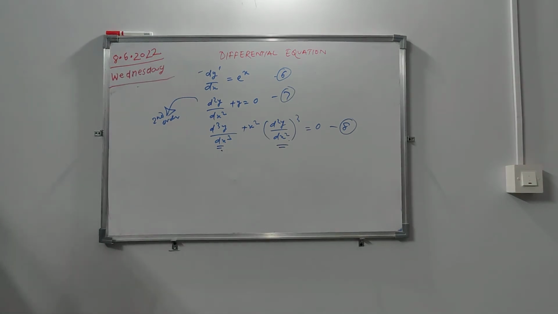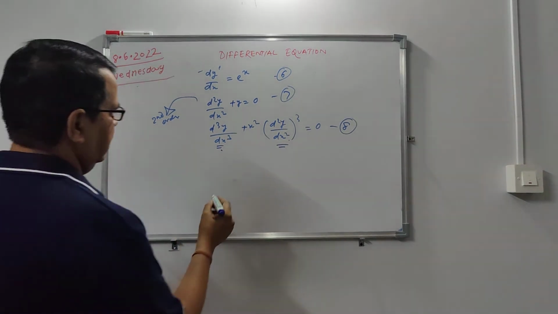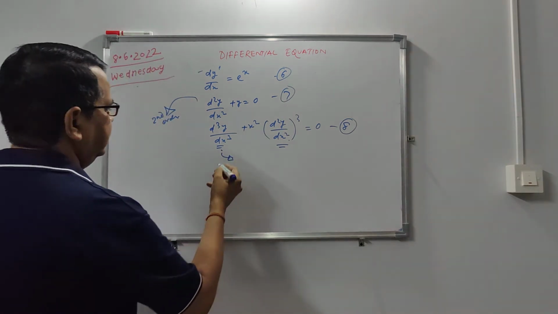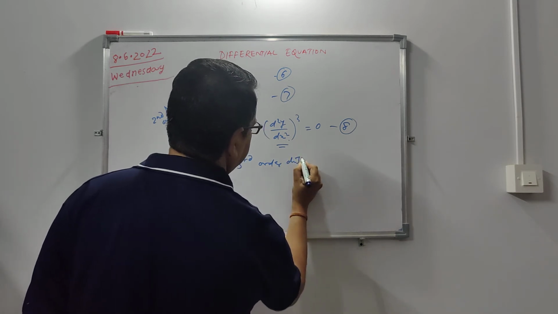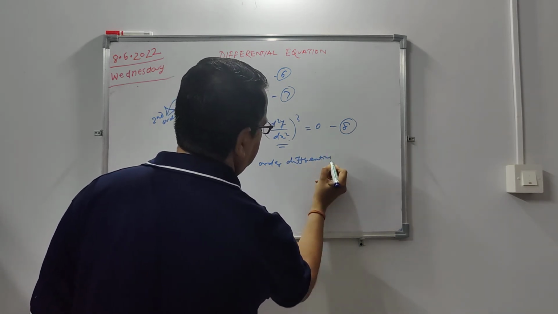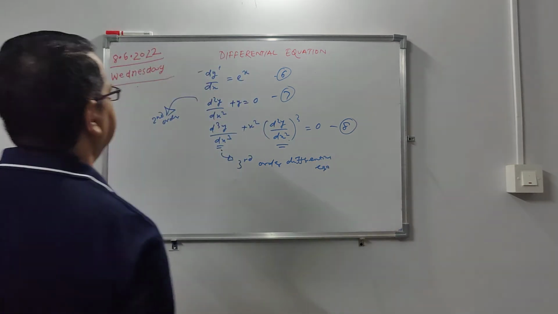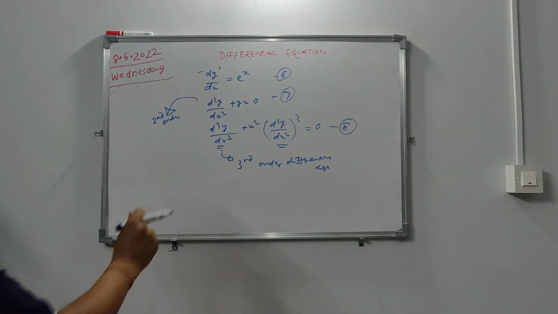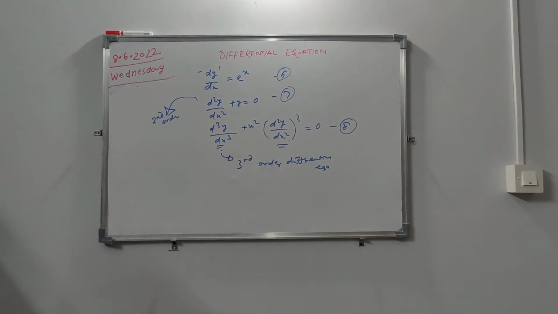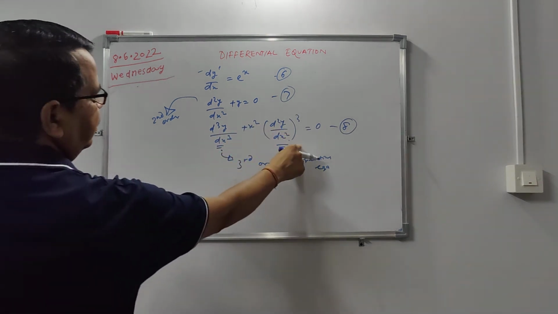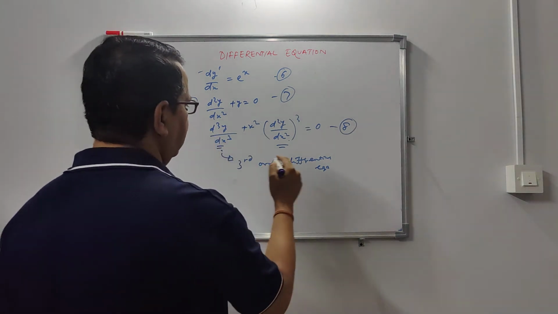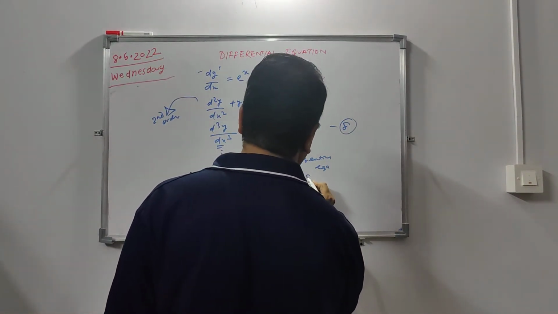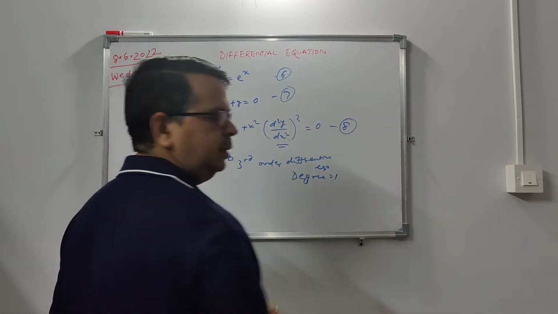The highest order that is present is called the order, and the power of that highest order derivative is taken as the degree. So this is a third order differential equation, and its degree is 1. So the power of the highest order derivative is the degree. You need not get confused, you should not take the power of the second order term. Here its order is 3 and its degree is 1.